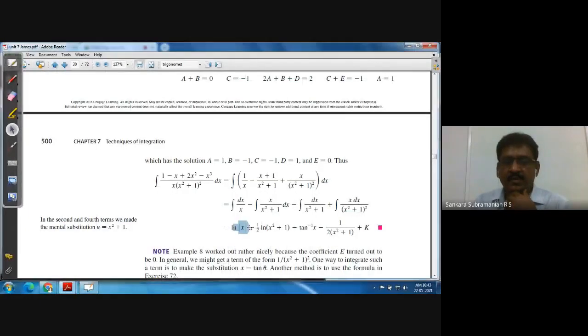So this is log of x or log of modulus of x minus 1 by 2 log of x square plus 1, minus tan inverse x minus 1 by 2 times x square plus 1 plus k is the answer.